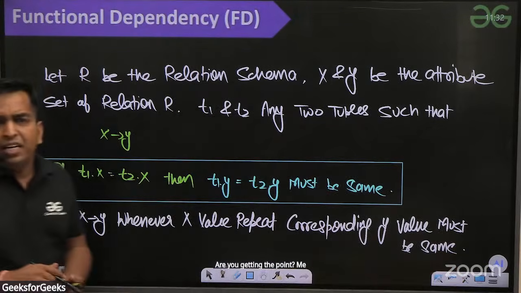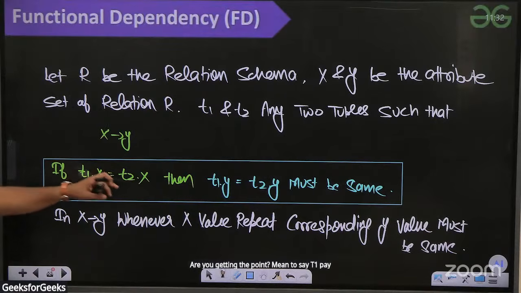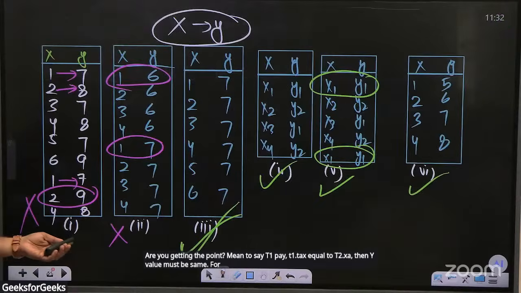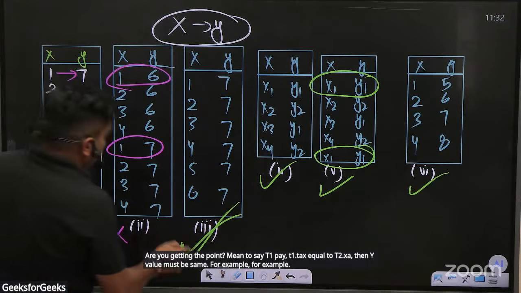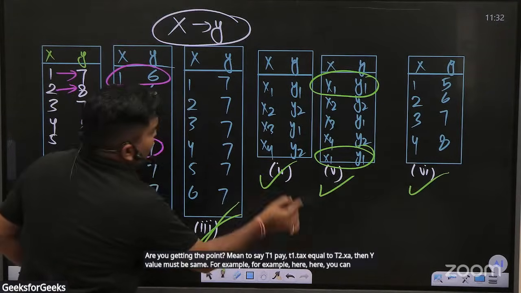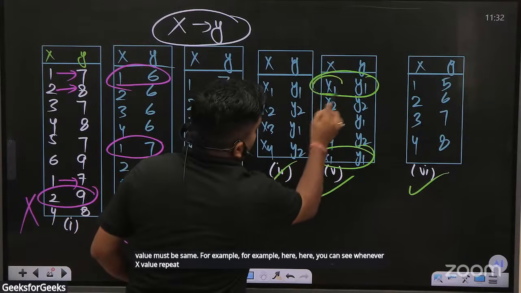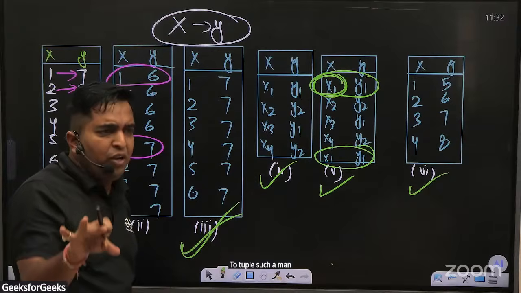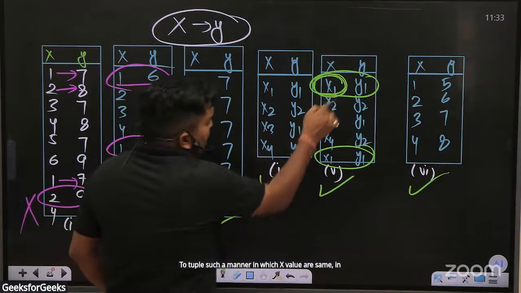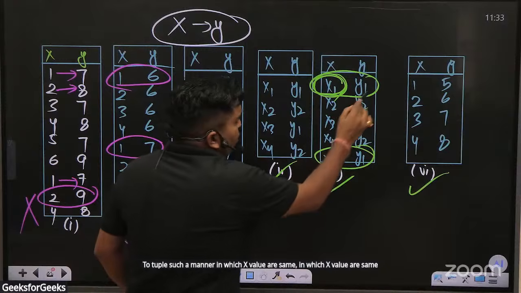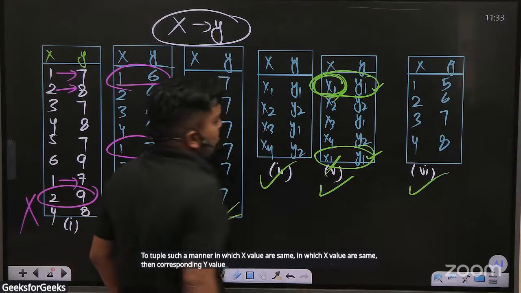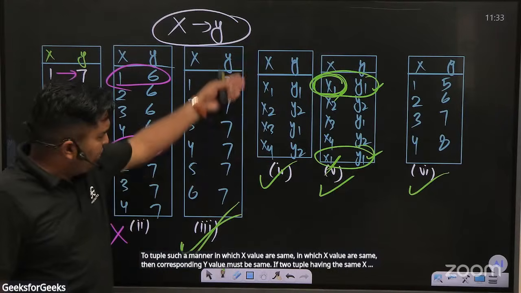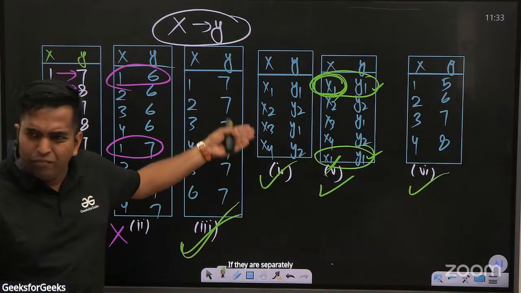Mean to say, if T1 dot X equal to T2 dot X, then Y value must be same. For example, here you can see, whenever X value repeats, there are two tuples in which X values are same. Then corresponding Y value must be same. If two tuples have the same X value, and they appear only a single time separately, no problem.